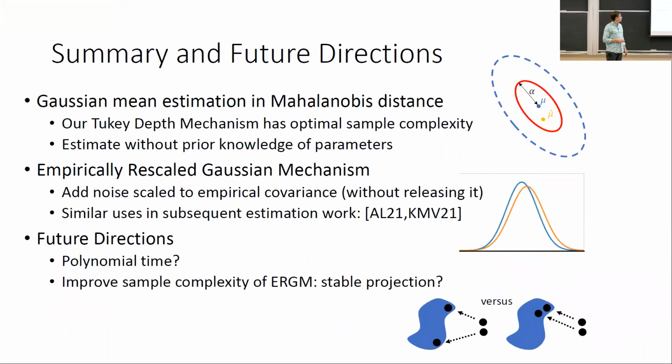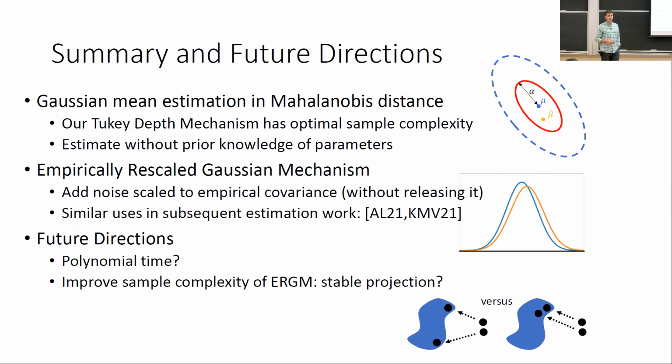All right, so in summary, we talked about the problem of Gaussian mean estimation in Mahalanobis distance and mentioned our Tukey depth mechanism, which I'll be glad to talk offline about, and how it works without prior knowledge of the parameters. We saw our empirically rescaled Gaussian mechanism. I'll mention that this idea of releasing noise scaled to the empirical covariance without releasing the empirical covariance explicitly also shows up in other recent estimation work, notably by Ashtiani and Liaw, and by Kothari, Manurangsi, and Velingker.